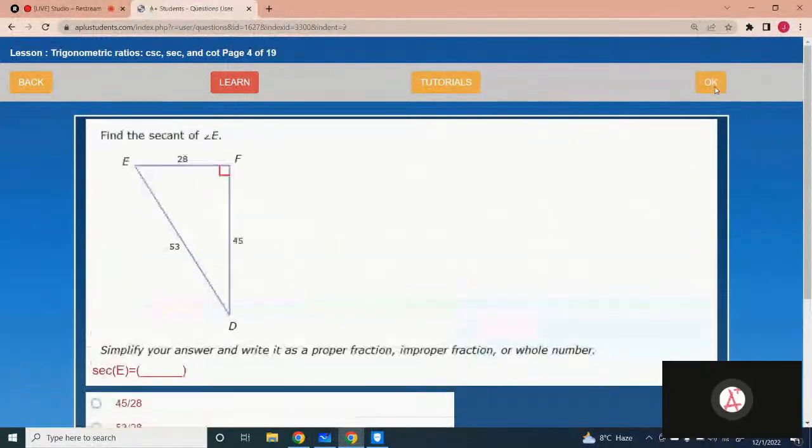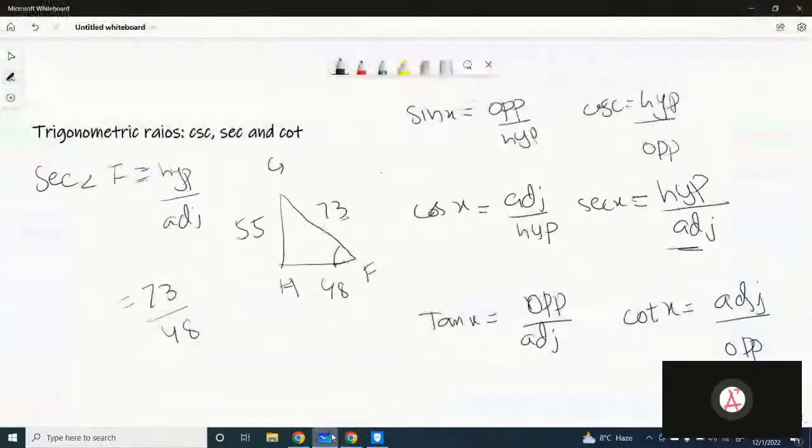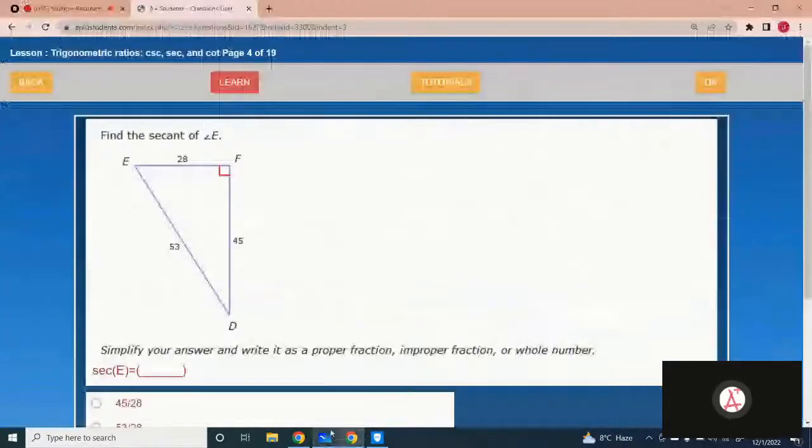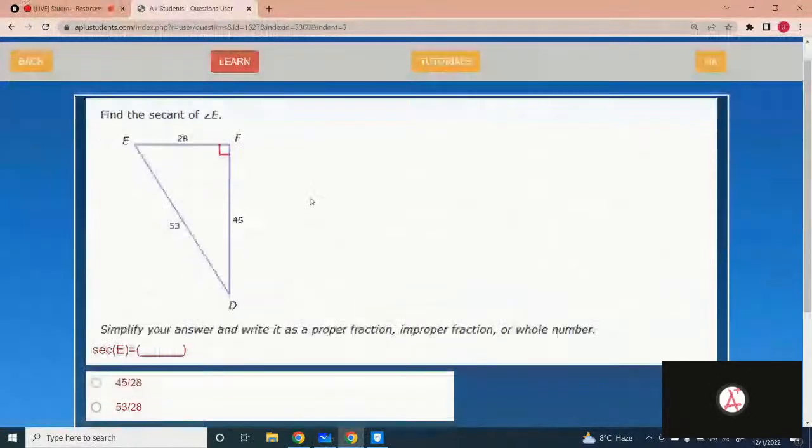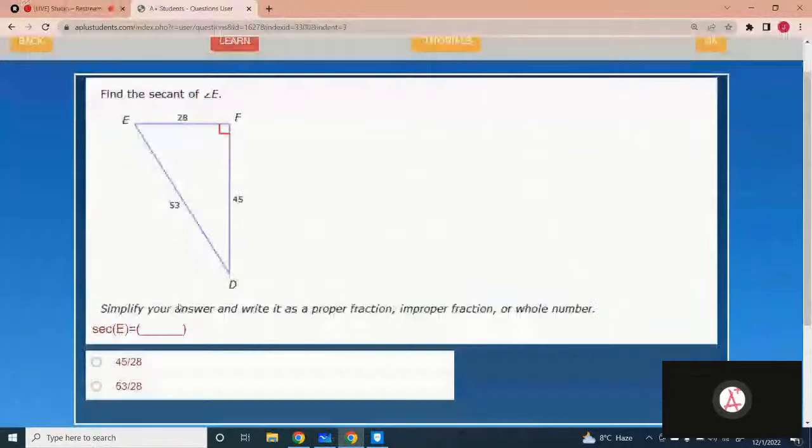Okay, now again the secant of angle E. Secant is hypotenuse divided by the adjacent. The hypotenuse is 53, and according to angle E, the adjacent is 28. So 53 over 28. Got it? Just select the correct option.